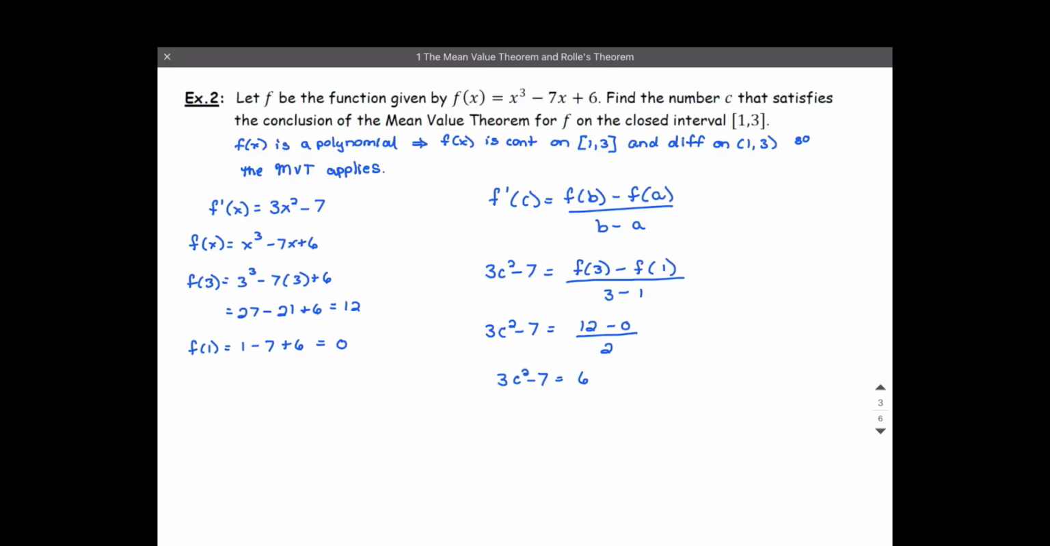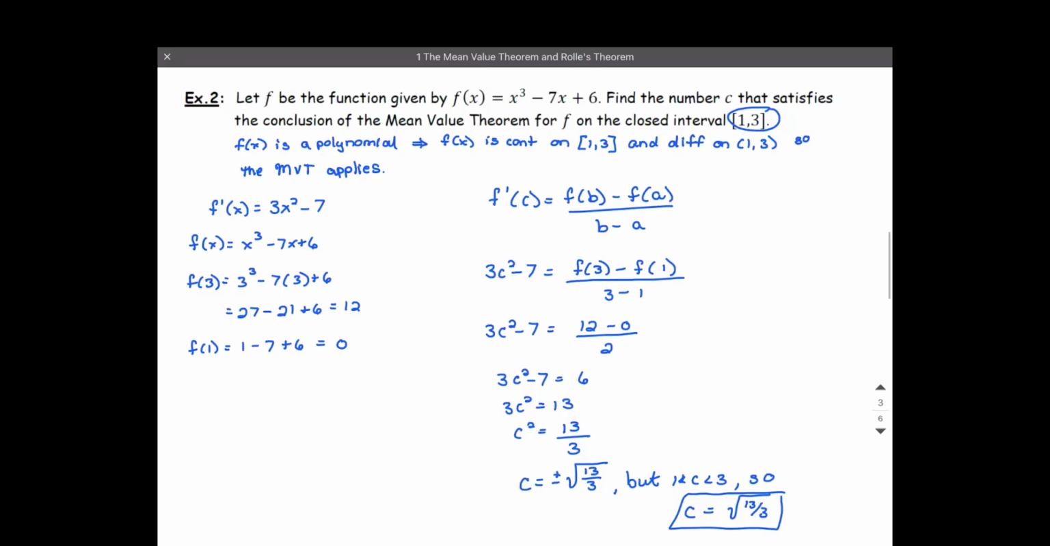Now we need to solve for c. So we're going to add 7, then we're going to divide by 3. Now when we take the square root, we get two answers, the positive and negative square root of 13/3. But remember, c has to be in that interval between 1 and 3. So c is only the positive square root of 13/3. That is the one number where the derivative is the same as the average rate of change.